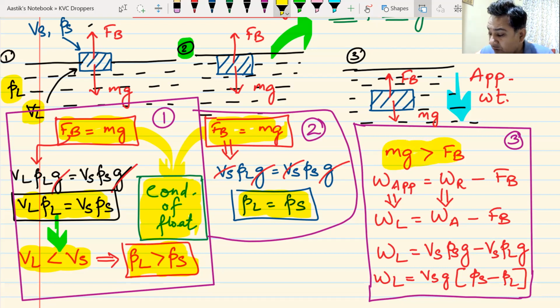Why can the body not float? Because whatever the buoyant force is capable of doing, it is not able to balance the weight, and there is a net force in the downward direction. That net force can be called the apparent weight, and that is how we can find the apparent weight in case number 3. Is it clear to everyone?